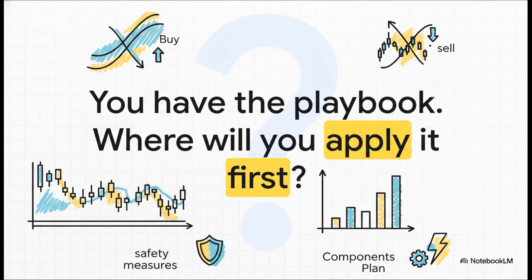And there you have it, the components, the signals, the execution plan, and the safety measures. It's a complete playbook for the moving average crossover strategy. So the only question left is, now that you know how it all works, where are you going to apply it first?